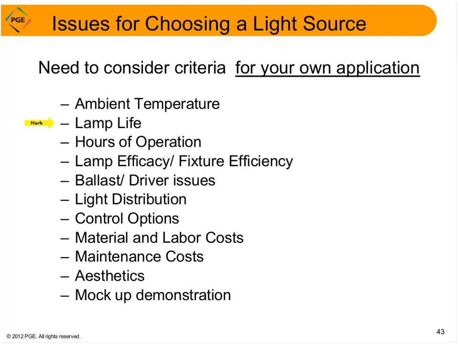Lamp life. Again, most sources are going to be judged on lamp failure, where LEDs are going to be judged on lumen depreciation. Hours of operation is going to be very important for picking LEDs for your application. If you have low hours of operation, it's not going to make any sense. Lamp efficacy versus fixture efficiency. You need to remember that other than LED, you're measuring the lumens per watt of the lamp, and then you put it in a fixture. Or with LEDs, you're measuring the light output of the fixture itself in most cases.